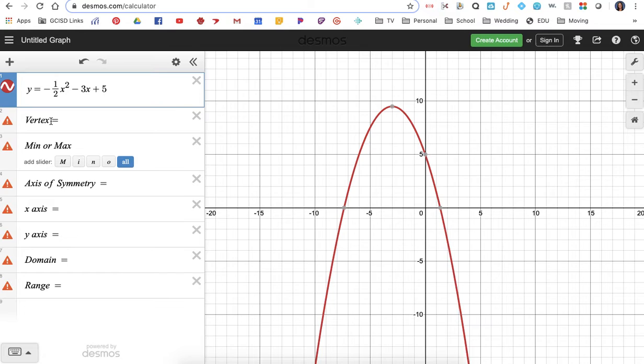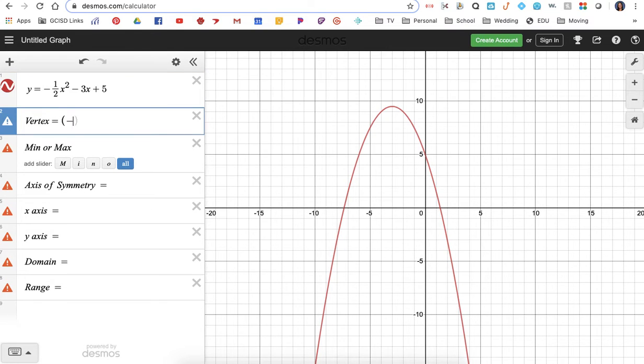So again, vertex is where it changes direction. It's kind of like the point of the parabola. So if I look, this right here is going to be my vertex. It is always going to have a gray dot on it. If you just move your mouse over that gray dot, it will tell you what it is. Okay? So if I look on this problem, I'm looking at negative 3, comma 9.5. I'm going to type that over here. Negative 3, comma 9.5. That's what you would write on your paper, okay?